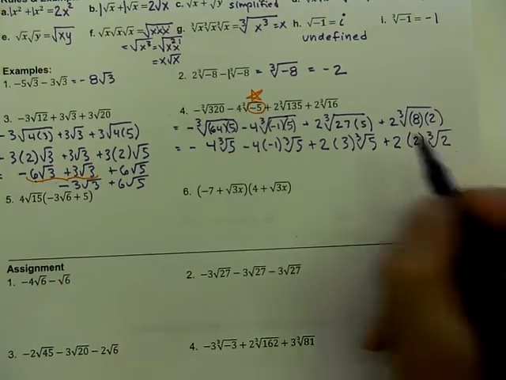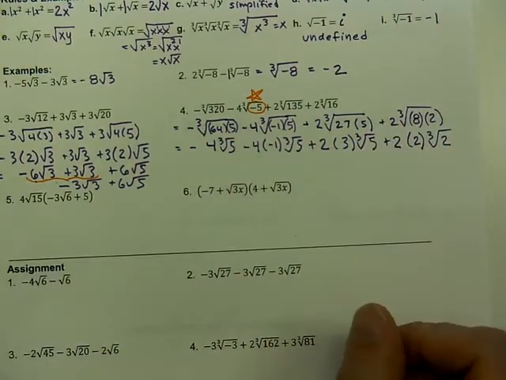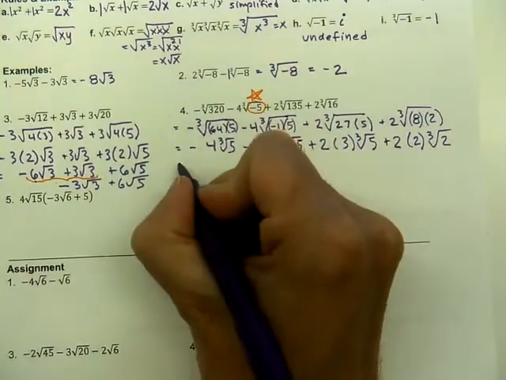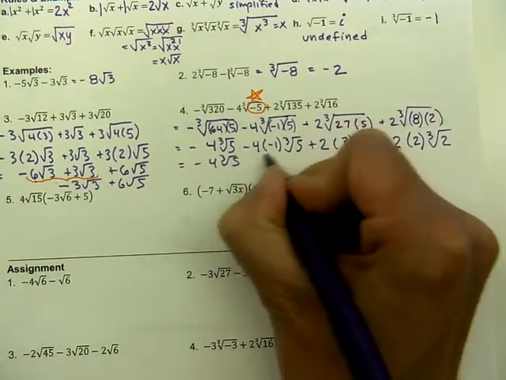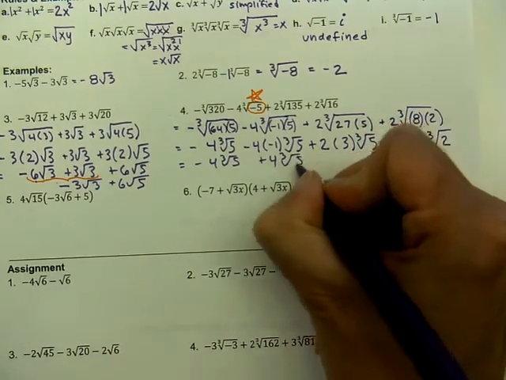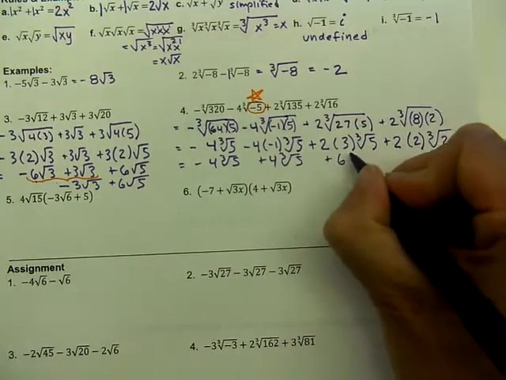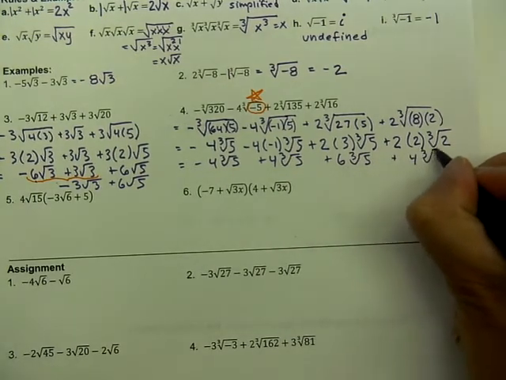So I'm going to now clean up my coefficients here. You might start wanting to combine the terms, but I'm just going to take it one step at a time. So -4 times the cubed root of 5. Here in the second term, we have a +4 times cubed root of 5. Here in the third term, we have +6 cubed roots of 5. And lastly, we have 4 cubed roots of 2.